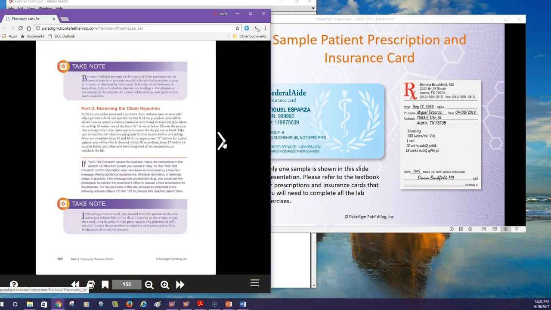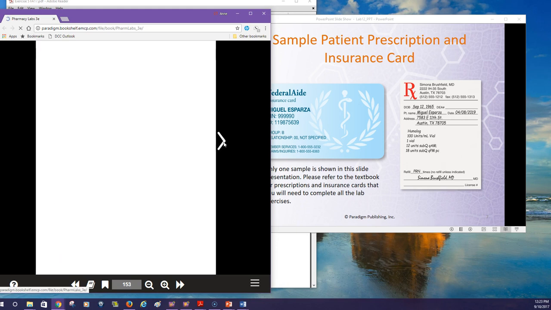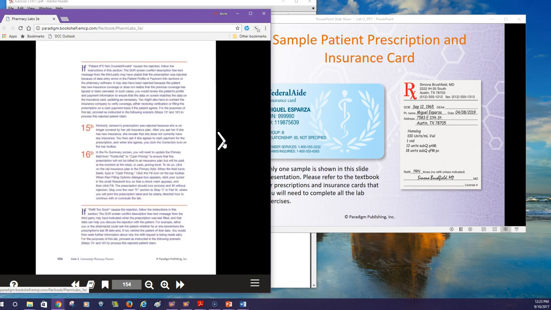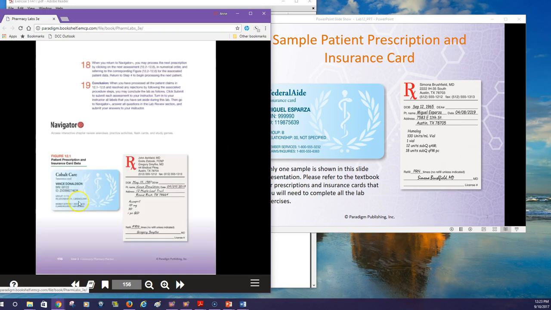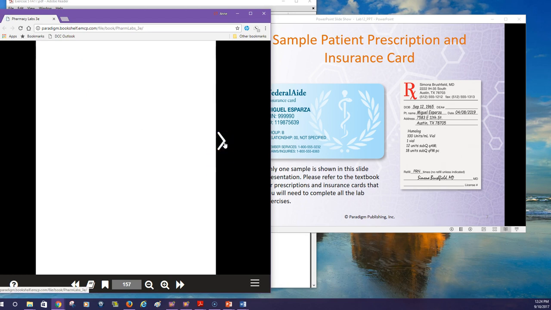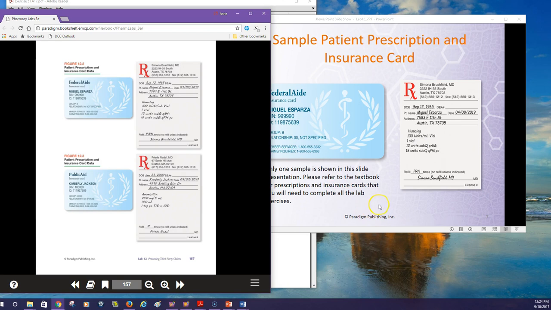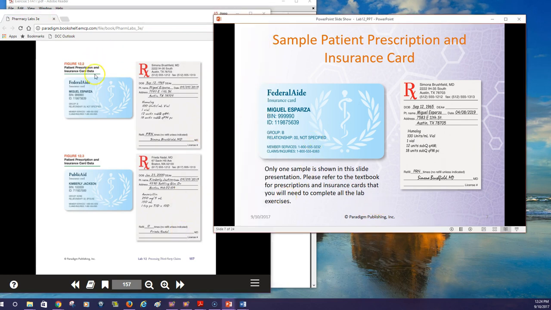Let's see, it should be coming up in a page or two so that we can get all that information. Okay, so here we go. Here we've got the insurance card and we've got the prescriptions. You're going to access these to be able to process through.